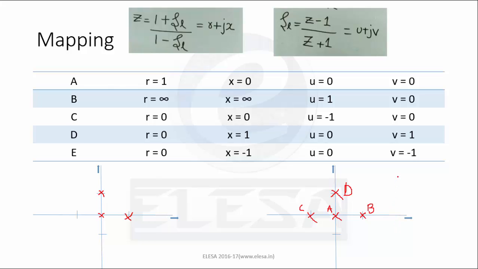Then we have point E, r is equal to 0 and x is equal to -1. This point here, and mapping that we get u is equal to 0 and v is equal to -1. Hence we can see that no matter which value you take in the impedance domain, you get a value in the reflection coefficient domain which is inside a circle with radius equal to 1, that is a unit circle. So now let us move on.